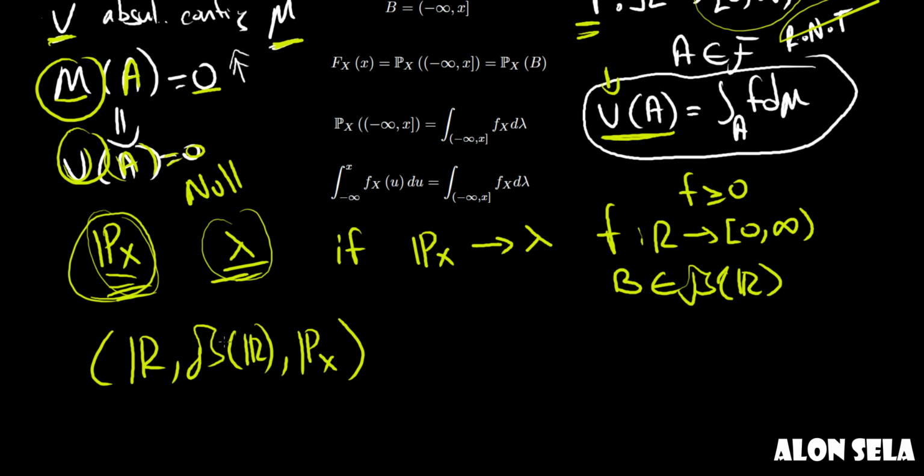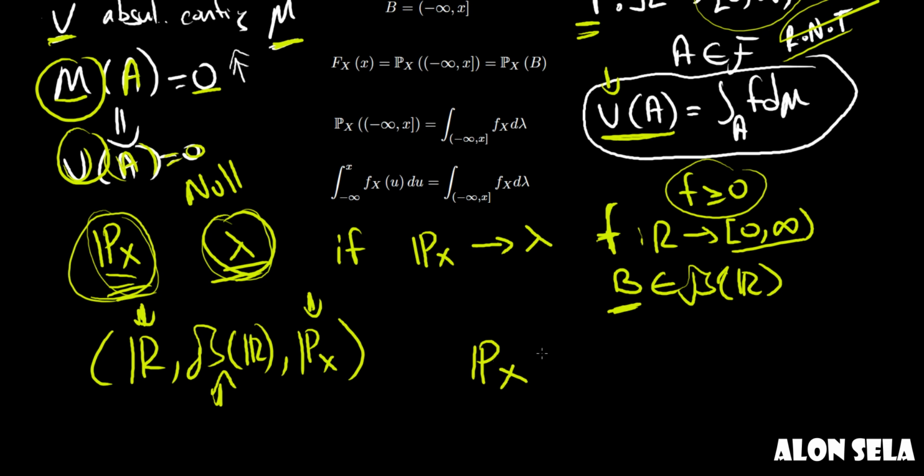In this case, we are saying that if the probability measure P of x is absolutely continuous with respect to the Lebesgue measure, then by the Radon-Nikodym theorem there exists a non-negative and measurable function f from the sample space R to the semi-closed, semi-open interval 0 infinity, such that for every Borel set from the sigma algebra, we can calculate the probability of this set by the Lebesgue integral over this set of the function f d lambda.